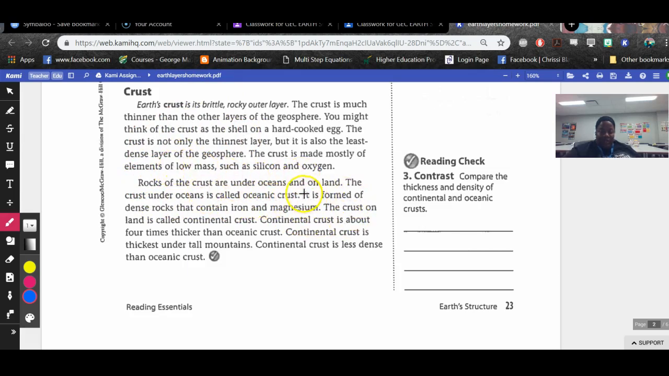Okay, oceanic crust. Oceanic crust is formed of dense rocks that contain iron and magnesium, and then the crust on the land is called continental crust. Continental crust is about 4 times thicker than oceanic crust. So all this information, right, you can put right here for your answer. All right, moving on.